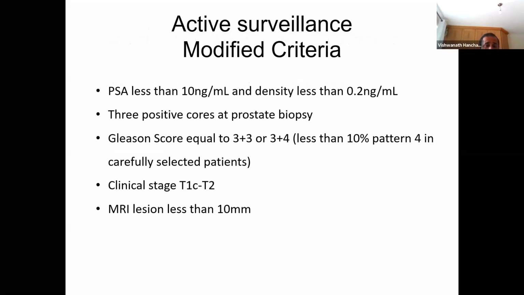So, a brief modified criteria, which I routinely practice in my day-to-day clinical scenarios: PSA less than 10, PSA density less than 0.15 or 0.2, 3 positive cores maximum, then Gleason score usually 3 plus 3. If it is 3 plus 4, then the maximum proportion of Gleason pattern 4 should be less than 10%. The clinical stage hasn't changed. Now the addition is an MRI lesion which is less than 10 millimeters.